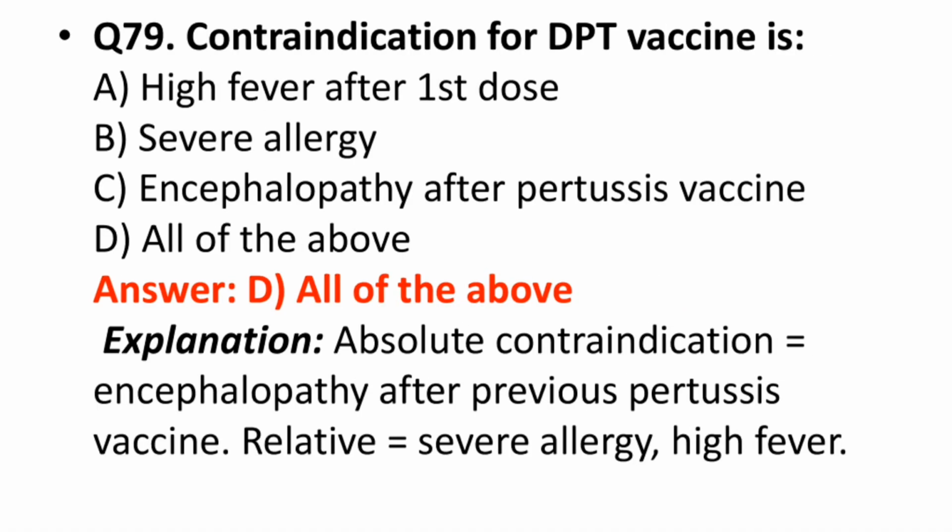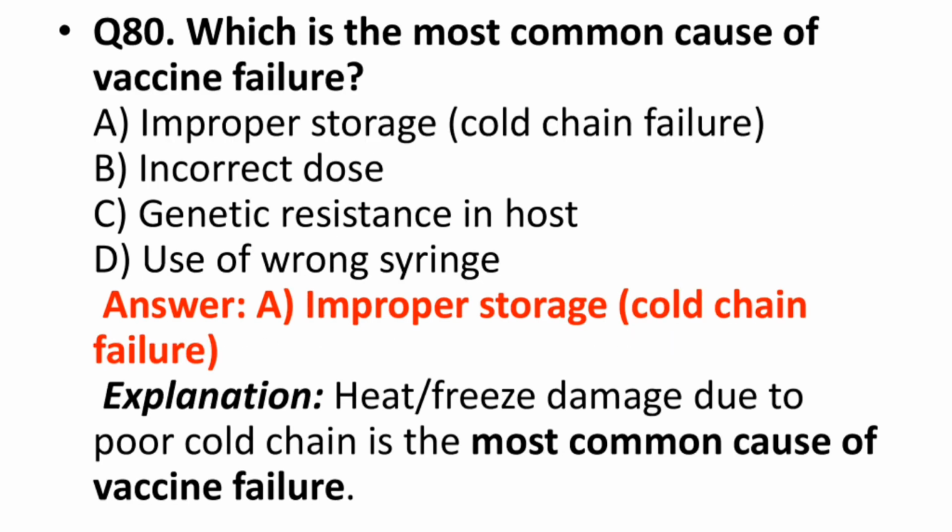Contraindication for DPT vaccine is: option A, high fever after first dose; option B, severe allergy; option C, encephalopathy after pertussis vaccine; option D, all of the above. The correct answer is option D, all of the above. Absolute contraindication is encephalopathy after previous pertussis vaccine. Relative contraindications are severe allergy and high fever.